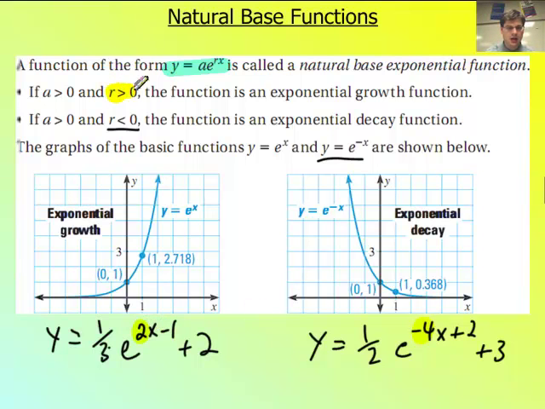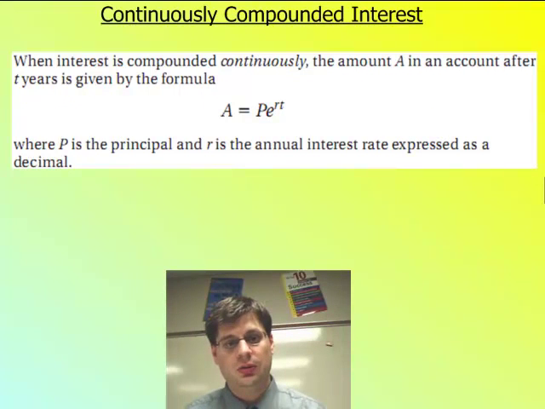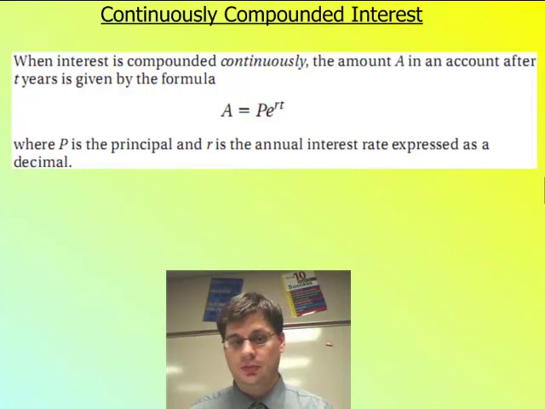But this r value you want to be careful of. It'll be either exponential growth if r is greater than 0, or if r is less than 0, it's going to be exponential decay, and then it'll graph accordingly. So you should know what it looks like before you graph it, or get the general idea. Okay, so we're going to go into another formula here that you'll be responsible for.